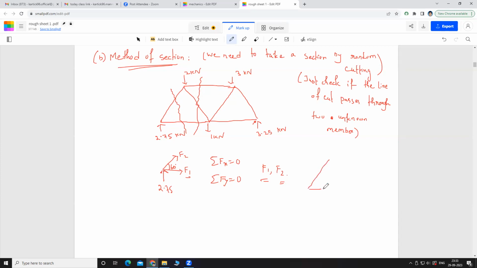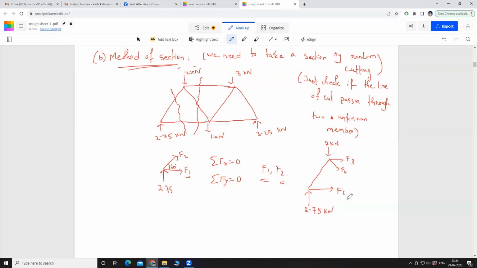Here it is like this. Here we have 2.75 kilonewton. This one, that is our F1, we know actually. And at this point, we have 2 kilonewton. This side we have a cut section. So suppose that is our F3, and that is our cut section. So that is like this. So actually you need to take this section only.